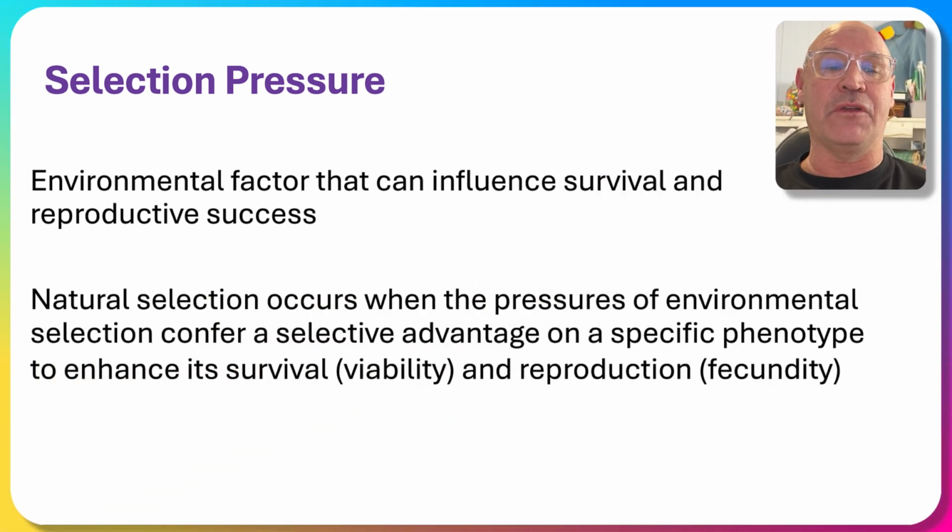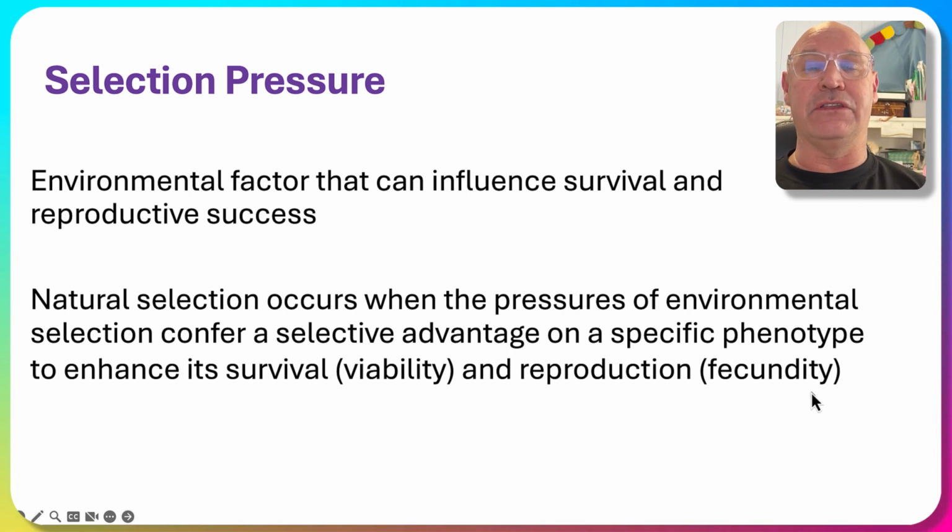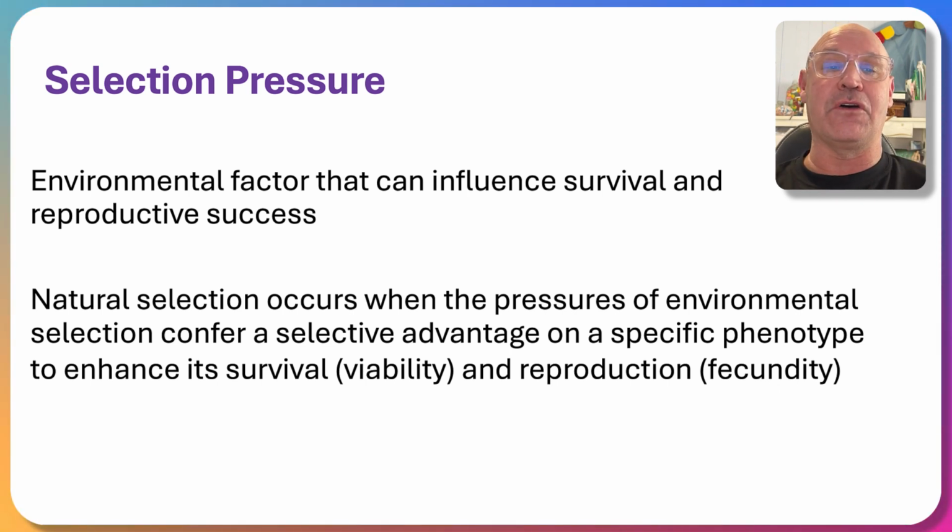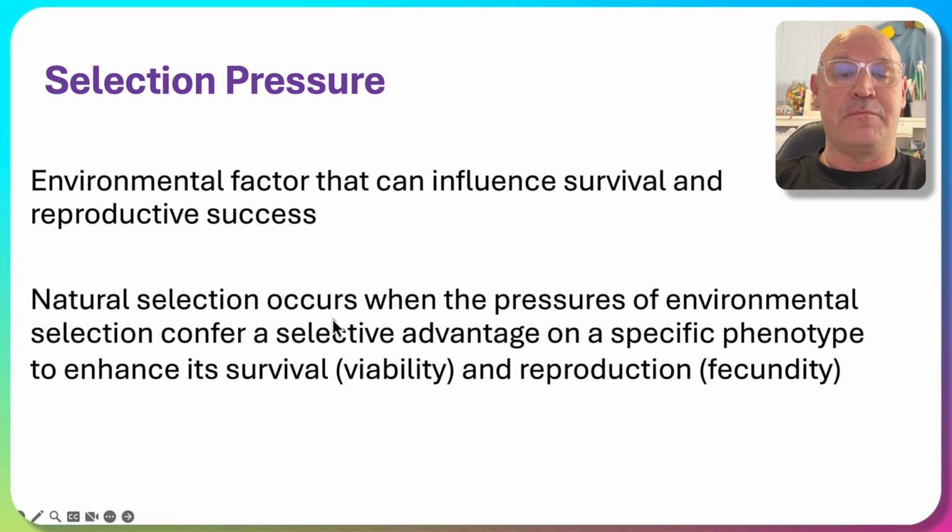This is exactly what the syllabus says. It says natural selection occurs when the pressures of environmental selection confer a selective advantage on a specific phenotype to enhance its survival and reproduction. Survival, they use the word viability, and reproduction, they use the word fecundity. Now, I'm going to define both of those on the next slide. But there's a lot here, but it's really good.